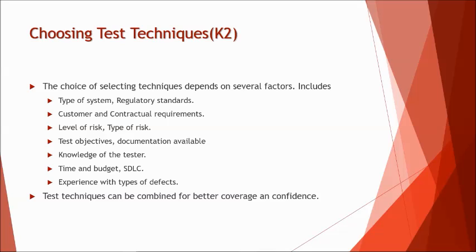Level of risk, type of risk: depending on the severity of the risk you have identified, you go ahead with writing more test cases, more formal test cases for such severe risk. But when the risk is at a low level, you really don't have to worry about it. Maybe you can go ahead with exploratory testing in that case, instead of preparing and writing the test cases formally. Test objectives and documentation available: what is your objective, what do you want to test, why do you want to test this particular module, what's the weightage of it, what's the criticality of it, what is the testing scope. Depending on all these factors, you can decide on what technique to be used.